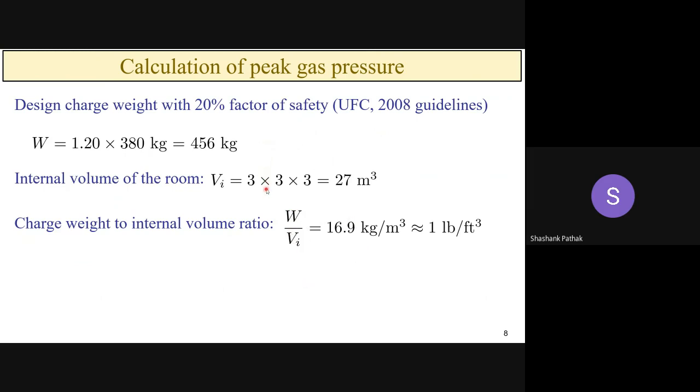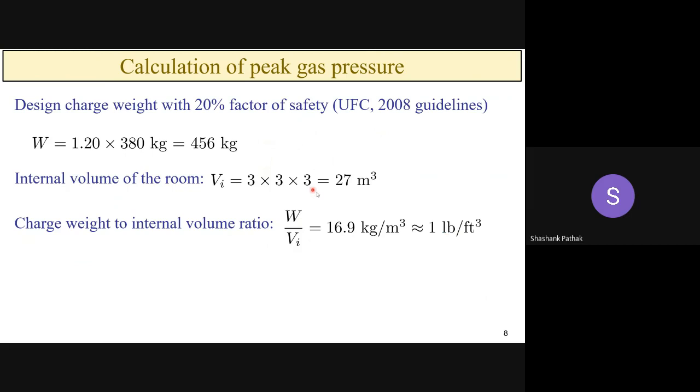Once you calculate the charge weight to internal volume ratio, I have converted this to pound per cubic feet. The purpose is that all the charts that you will see in the UFC manual, or usually American manuals, are generally in the foot pound second system. And generally in India, we use the MKS or SI system.